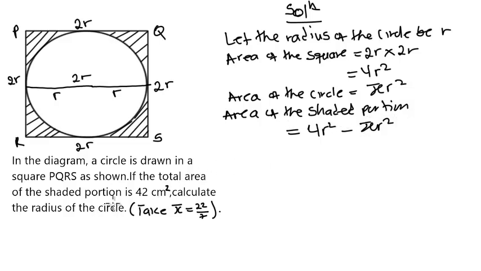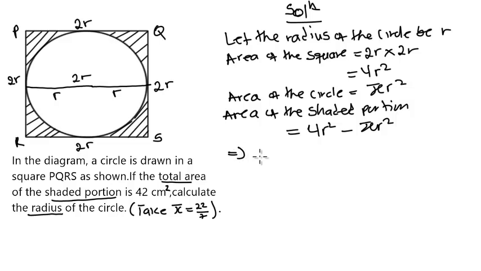But let's come to the question. We were told that if the total area of the shaded portion is 42 centimeters squared, we have to calculate the radius of the circle. So now we want the radius of the circle. This is what we want to find. But before that, we have been given the total area of the shaded portion to be equal to 42 centimeters squared. And we also have another expression for the area of the shaded portion. And so by so doing, we are going to equate the two, and then we solve for r.